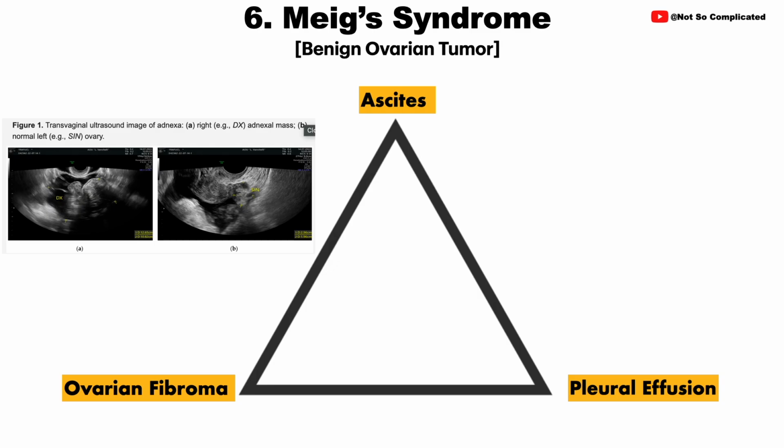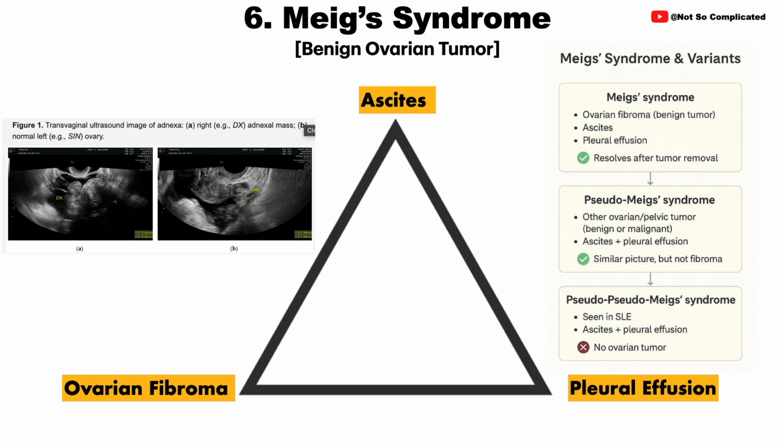So there are variants of Meigs syndrome, and Meigs syndrome is about ovarian fibroma, ascites, and pleural effusion. As we talked about, it resolves after tumor removal. But there is something called pseudo-Meigs syndrome, and that is about other ovarian or pelvic tumors, benign or malignant, with ascites plus pleural effusion. Similar picture, but not fibroma, right? Another one is pseudo-Meigs syndrome seen in SLE, that is systemic lupus erythematosus, with ascites plus pleural effusion and no ovarian tumor, all right? So that is about Meigs syndrome.